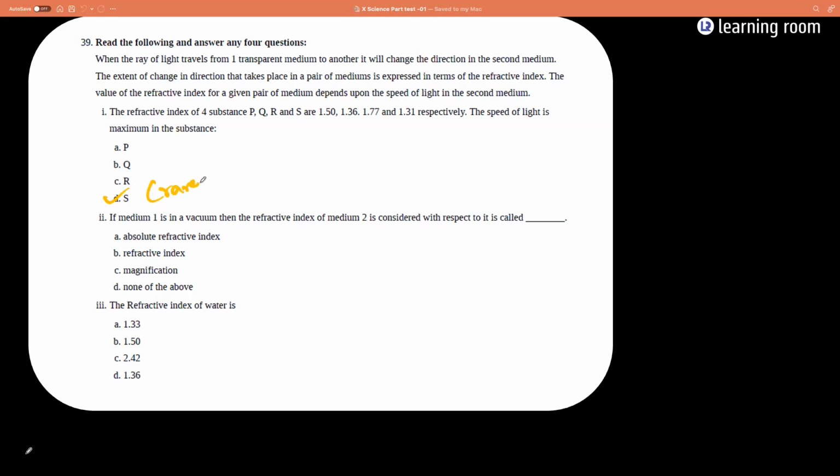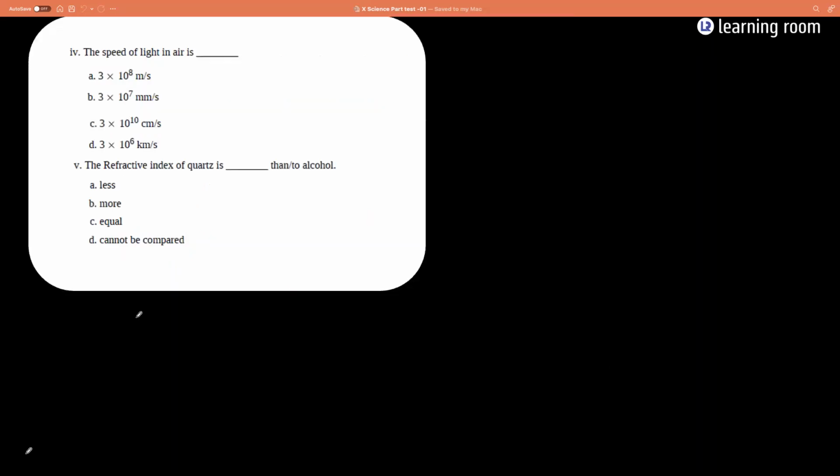It's the rarer medium. Similarly, if medium 1 is vacuum, then the refractive index of medium 2 is considered with respect to medium 1 as the absolute refractive index. Correct. The refractive index of water is the number you need to remember: 4 by 3, which is 1.33. The speed of light in air is, it's a simple question, 3 into 10 power 8 meters per second.